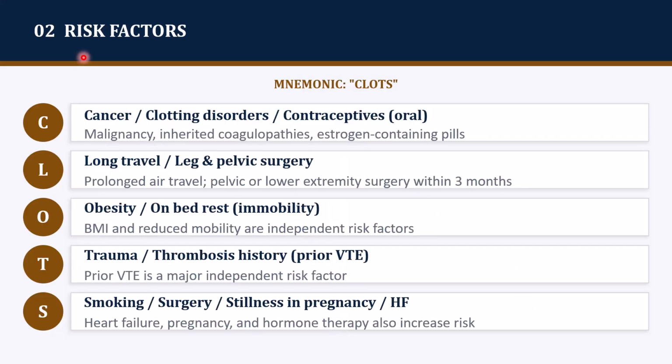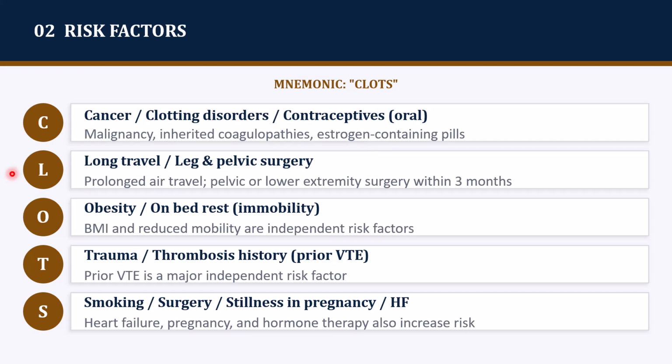Alright, risk factors. And I have got a mnemonic for you that makes this really easy to remember. It's called CLOTS. Fitting, right? C stands for cancer, clotting disorders, and oral contraceptives. Cancer, particularly certain malignancies, creates a hypercoagulable state. Inherited clotting disorders do the same. And oral contraceptives, especially estrogen containing pills, increase the clot risk. This is a really common NCLEX question. So a patient on the pill and signs of PE, know it.